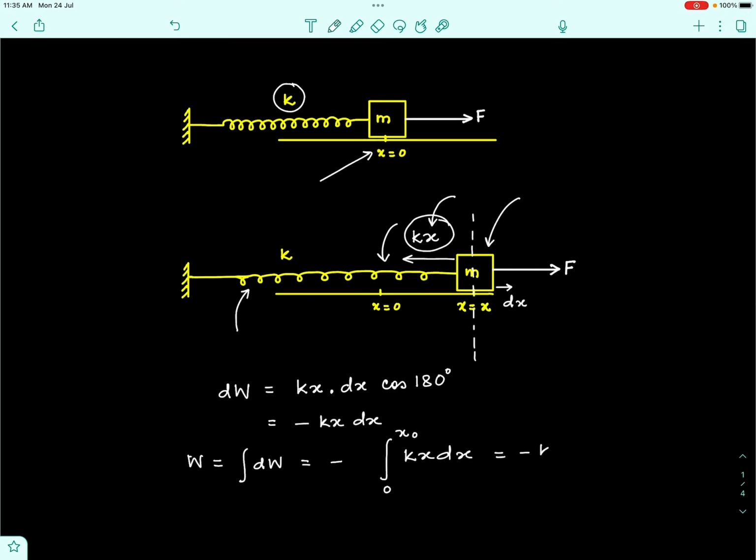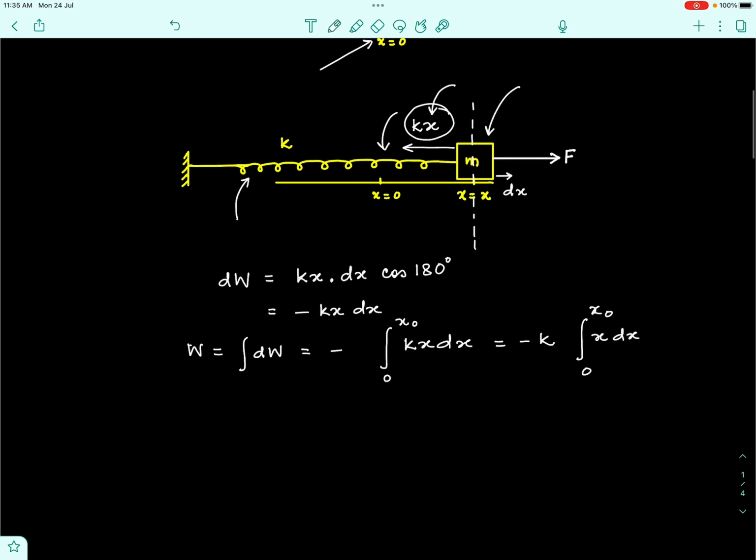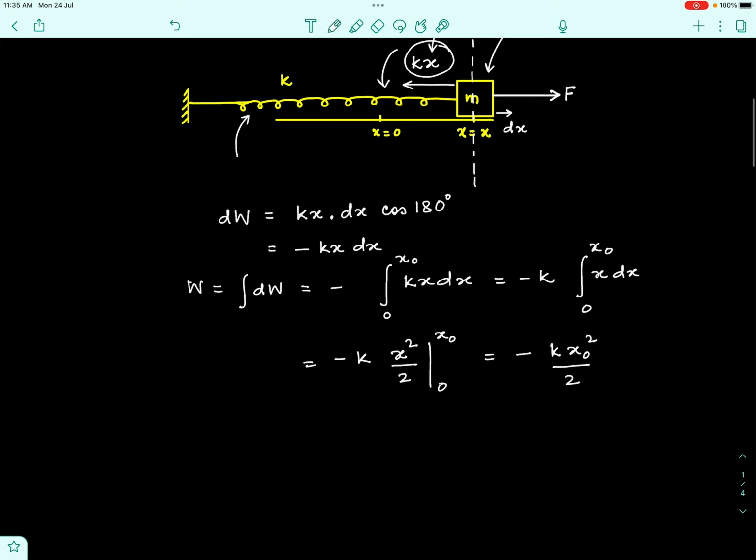Minus, and k will also come out of the integral because it's a constant. When we integrate x dx, we know that we will get x squared by 2 as the integral. So this will give us minus k x squared by 2, and now we put the limit 0 to x naught, which will give us minus k x naught squared by 2 as the work done by the spring. So we can write this as W is equal to minus half k x naught squared.